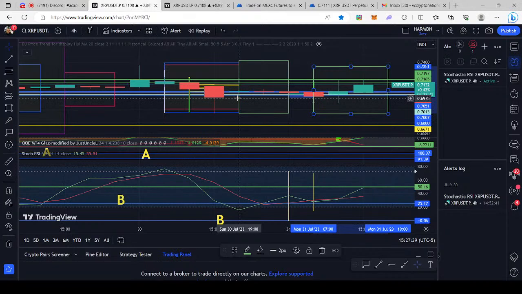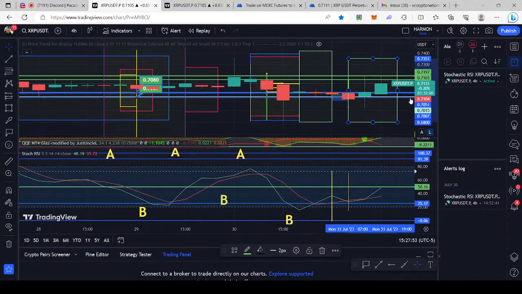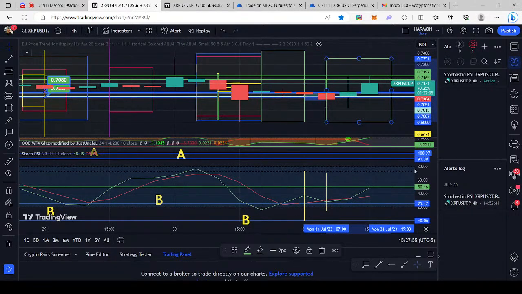The first one starts on Sunday the 30th at 1800 hours, goes up to the 31st at 2 a.m. Then it gets rejected, starts to head back down, has its retrace moment. And a lot of times when you see this retrace moment, that's what I like to see, because that means it's consolidating, it's building momentum. So we've seen that push, consolidation, then it's coming back down. This next move is normally the power move.